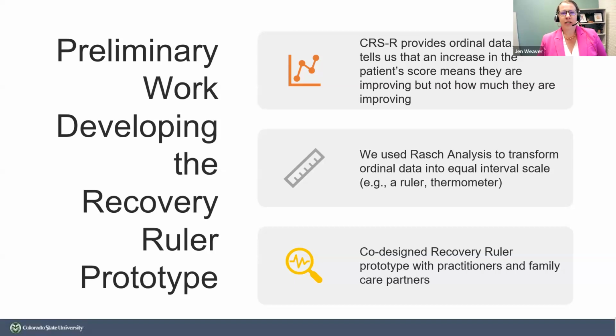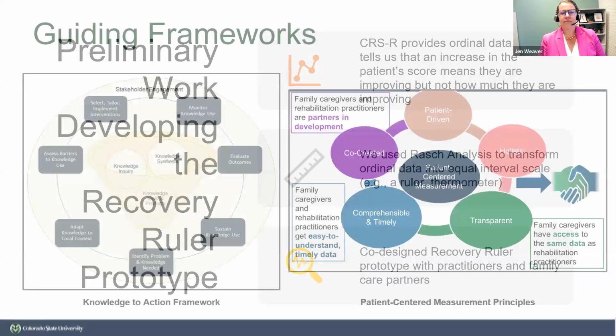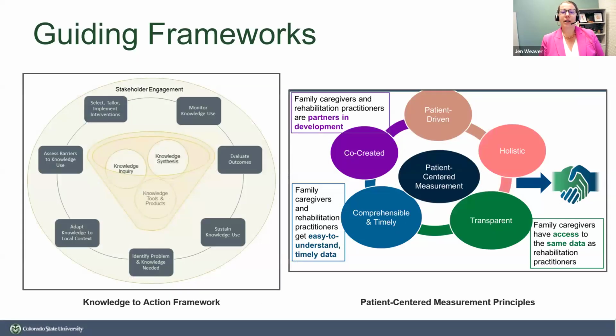We used this key form and co-designed it with family care partners and rehabilitation practitioners so that it was a tool that could be used in clinical practice. Our team leveraged patient-centered measurement principles to generate meaningful change anchors for disorders of consciousness assessment. We felt that these principles could be leveraged to develop tools for existing assessments like the Coma Recovery Scale-Revised so that we can be more transparent with our clinical data in a comprehensible and timely manner.